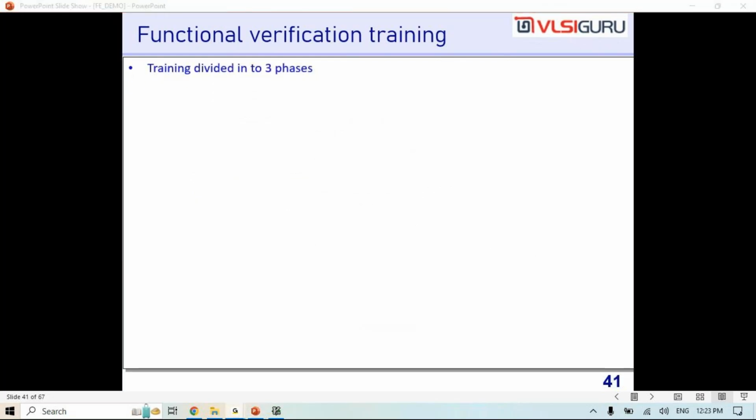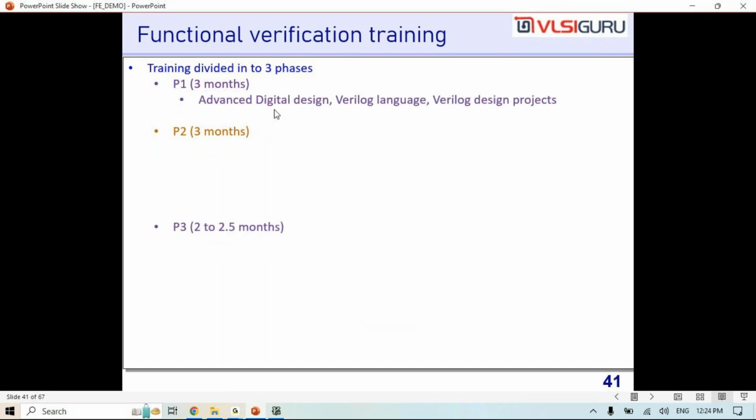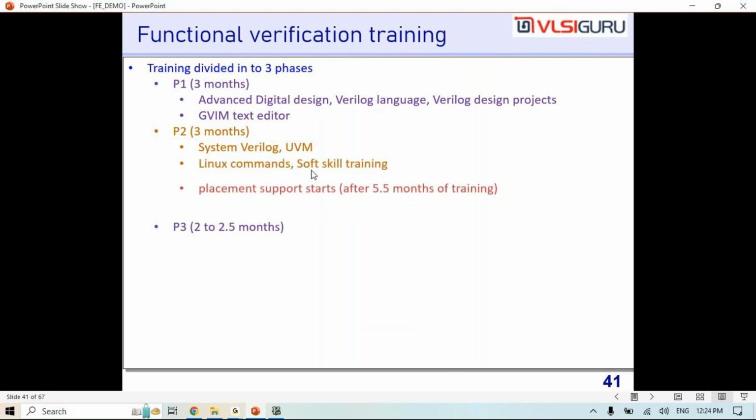Next. Similarly, talking about functional verification training, it is divided into 3 phases. First phase is for around 3 months, second phase is for 3 months, third phase is for around 2 to 2.5 months. During phase 1, we do advanced digital design, Verilog language, Verilog projects. We also do GVim text editor, some other essential things. Phase 2, we do SystemVerilog and UVM, Linux commands and soft skill training. And from here, placement support will start.